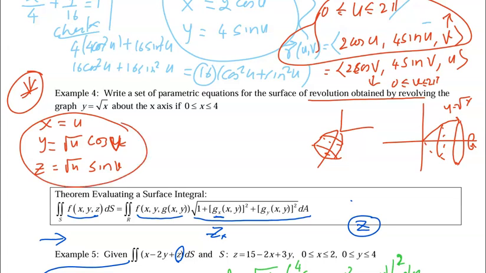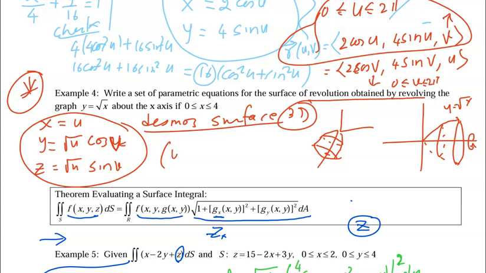So you can just plug it into your calculator or your Desmos. Desmos surface or 3D. You can put it in Desmos 3D and plug in there. Put a parenthesis and then u, square root of u cosine v, square root of u sine v. If you plug it in there, you're going to see that picture. This is z, this is y, and this is x.